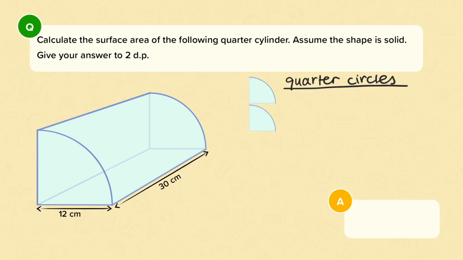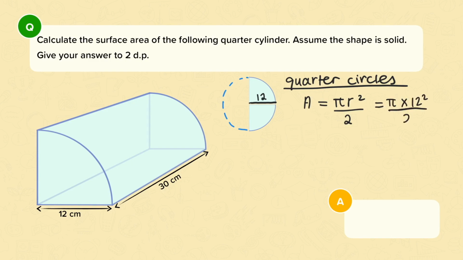So we'll start with the quarter circles. Each one is the same size and has a radius of 12 centimeters. If we can imagine putting them together, they will make the area of half of a circle with a radius of 12 centimeters. Then we can use the formula area equals pi r squared, and then we can divide that by 2 to find the area of this semicircle. So the area here is going to be pi times 12 squared divided by 2, which gives me 72 pi.